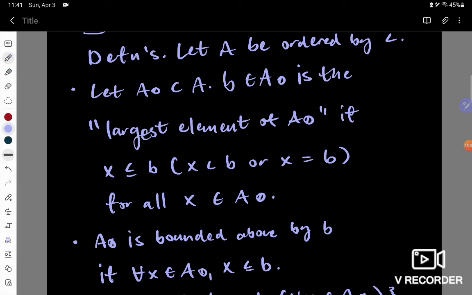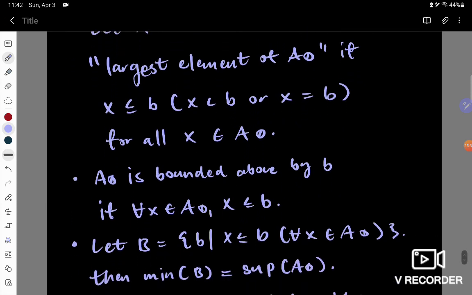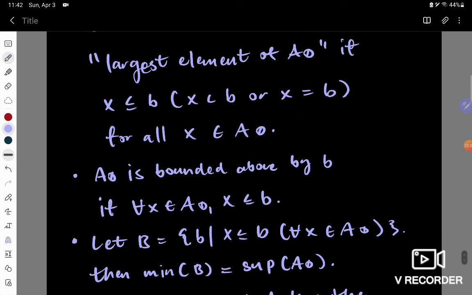But bounded above supposes no such criterion, where a set can be bounded above by an element that is not necessarily in it. So it just has to have all its elements less than or equal to this upper bound. This is not to say that it can't contain an element that it's bounded above by, and in fact, if you have a largest element in the set A naught, then this element b would also bound it above. But in general, an upper bound, as we define here, does not necessarily have to be in the set that it bounds above.